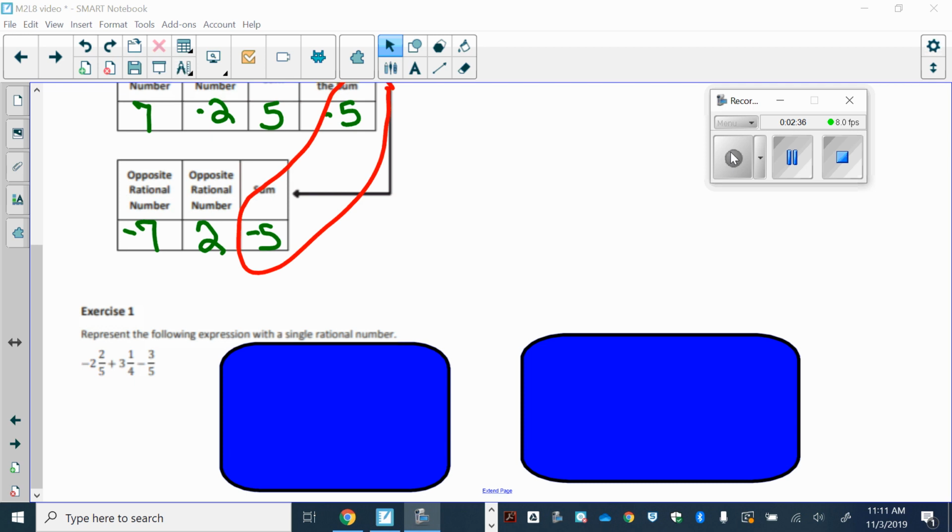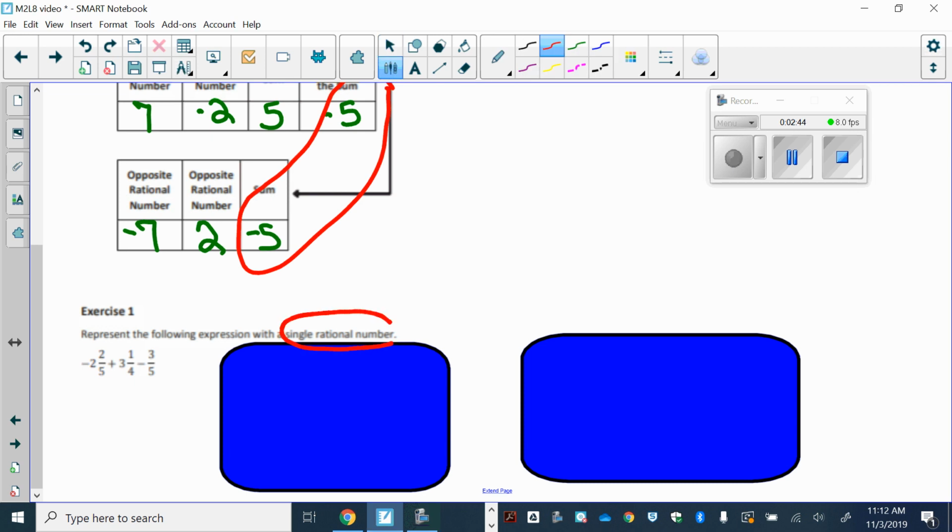Represent the following expression with a single rational number. The single rational number, that just means solve it. That's all it means. So I'm going to show you two different methods. I'm going to explain both methods. Then I'm going to give you an opportunity to pause the video and copy down. I don't want you copying both methods down, but I want you to see the difference between them.